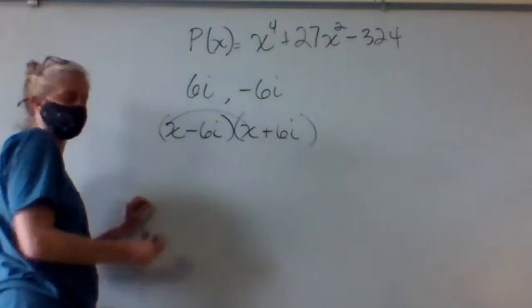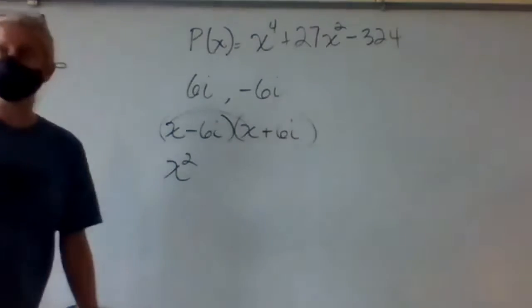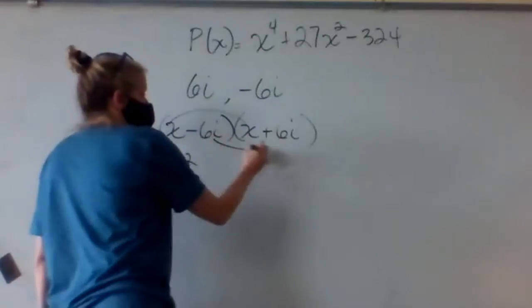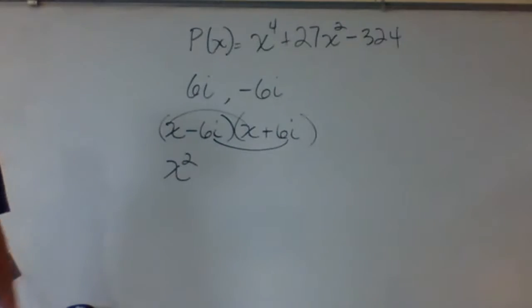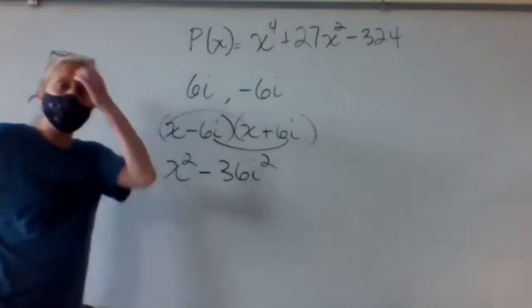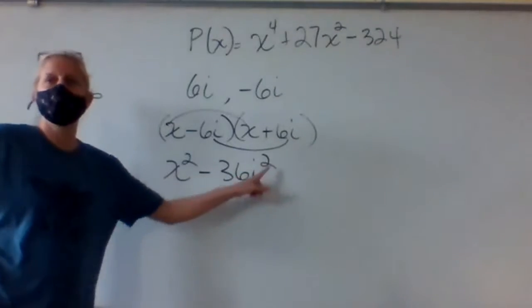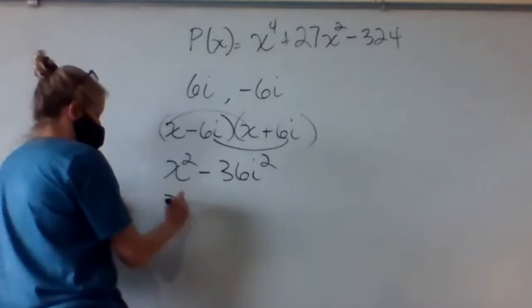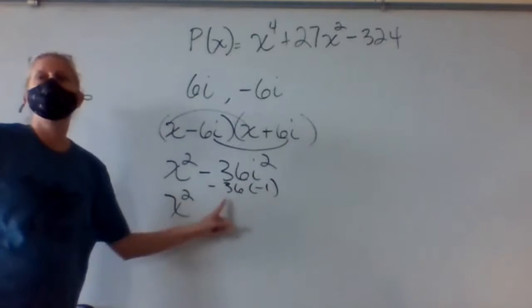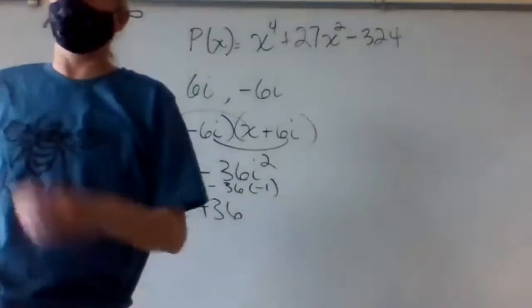First, x and x is x squared. My outers and inners are going to cancel, right? Because they're conjugates. So I can jump straight to my last. Negative 6i times positive 6i is negative 36i squared. Here's why my i situation is going to go away, because what's i squared? Negative 1. So this really says x squared, what does that turn this into? 36. Plus 36. So that is one of the factors of that polynomial function, right?